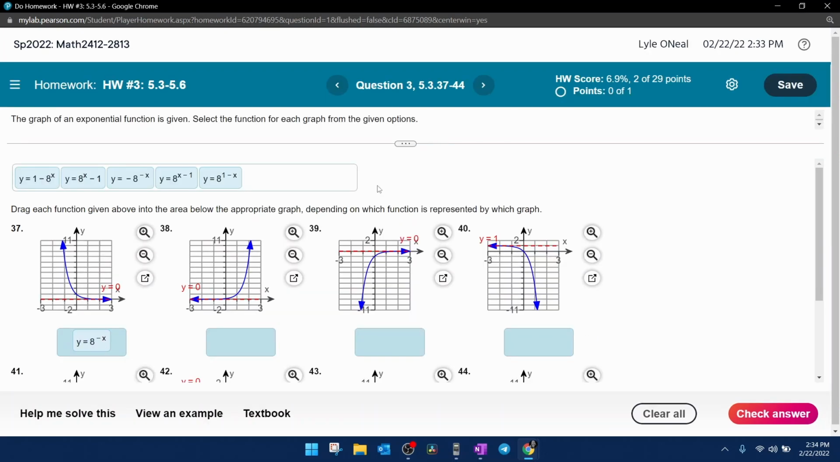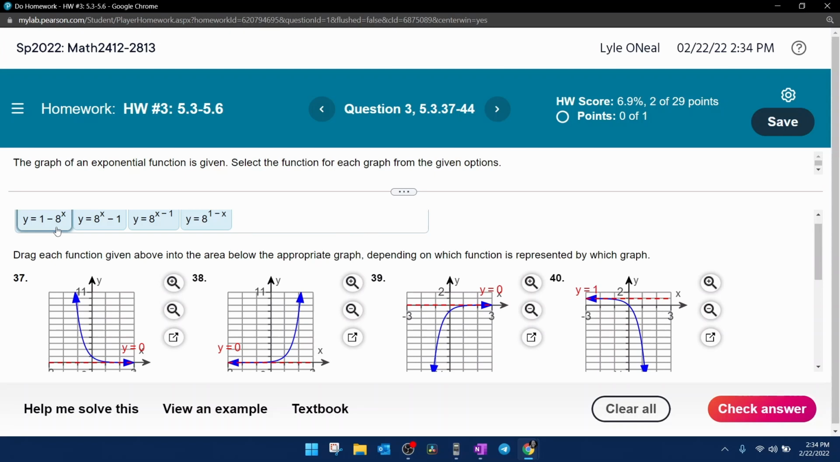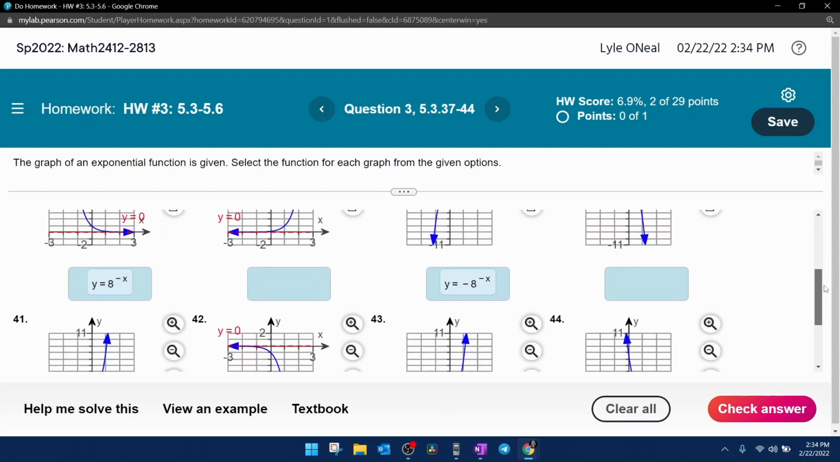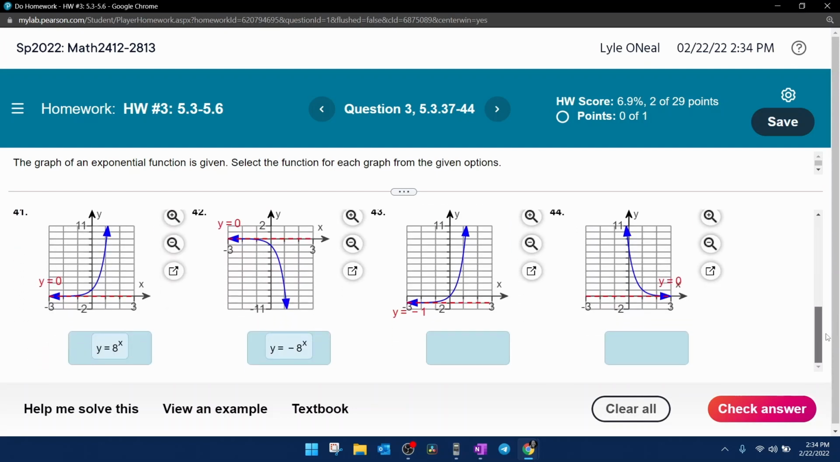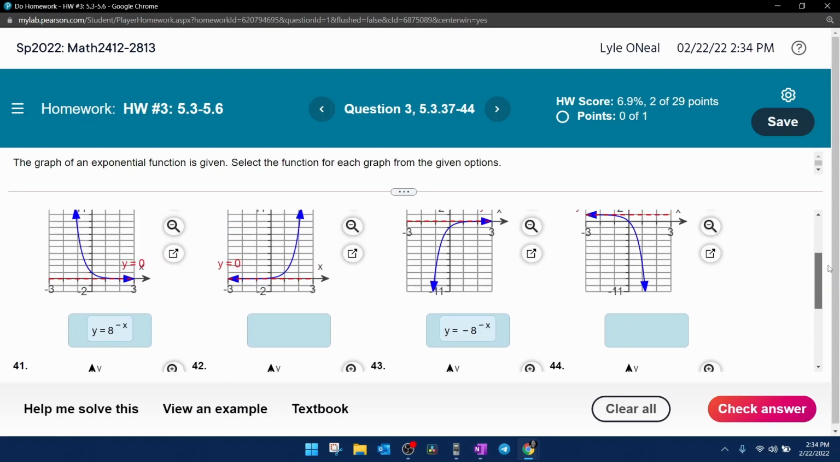Again, I'm going to have to zoom out so that I can actually drag and drop it into that box. All right, so the rest of these graphs are going to have shifts, either vertical shift or horizontal shift. Also keep in mind that I have limited graphs to pick from now.